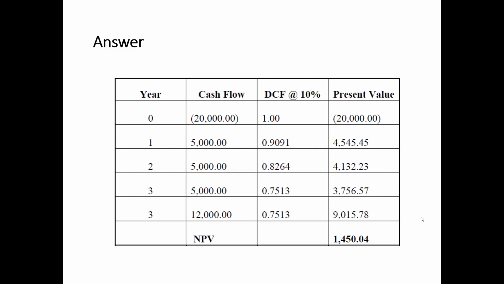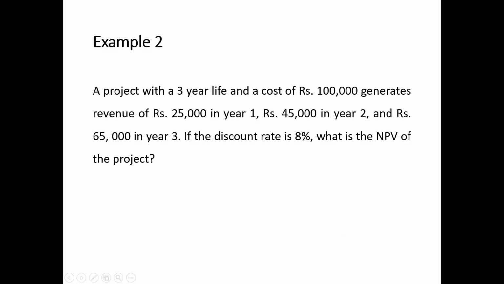Now let's see the next question. A project with a 3-year life and cost of rupees 1 lakh generates revenue of rupees 25,000 in year 1, rupees 45,000 in year 2, and rupees 65,000 in year 3. So the initial outlay or the initial cost is rupees 100,000. Then in years 1, 2, 3, they are going to get 25,000, 45,000, and 65,000 respectively.